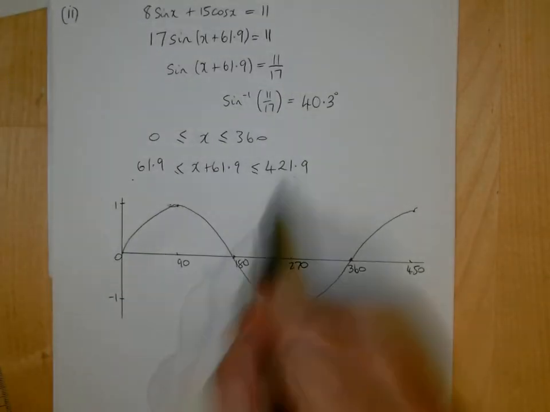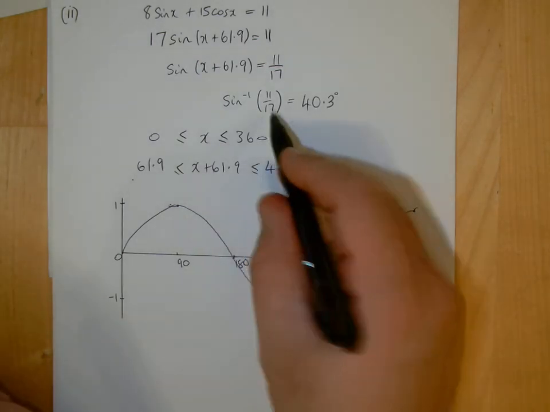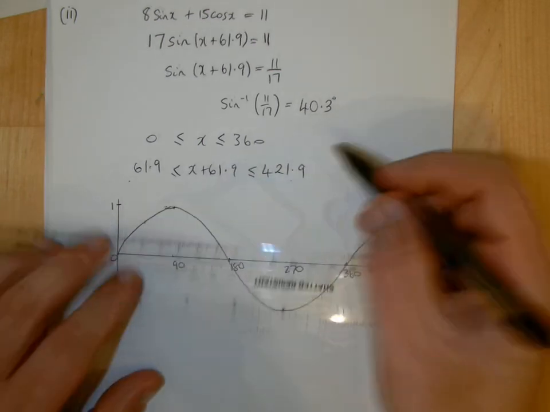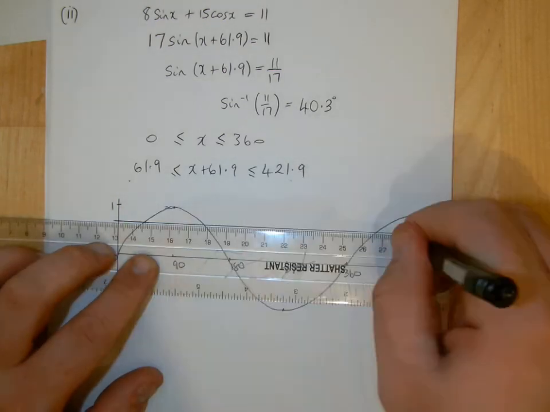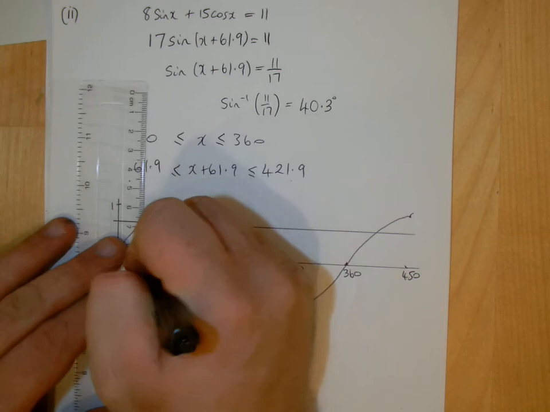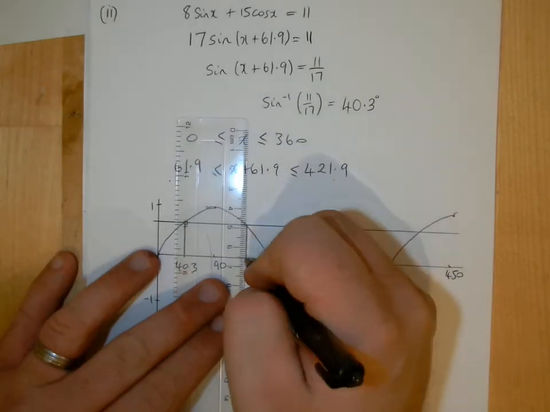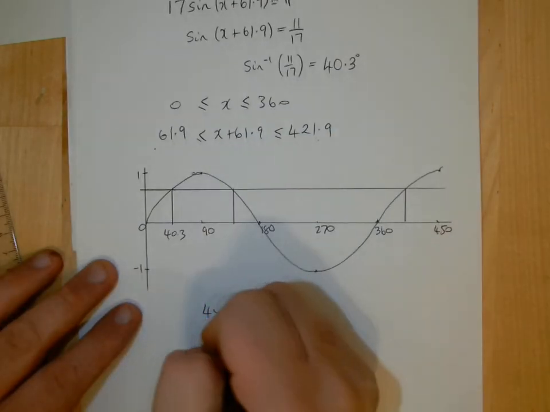Okay, so then we've got 40.3 for 11/17. So 11/17 is a bit more than half, isn't it? So this is about there. You can see that we've got 40.3 here, and we've got another intersection here and another intersection there. So results will be 40.3.